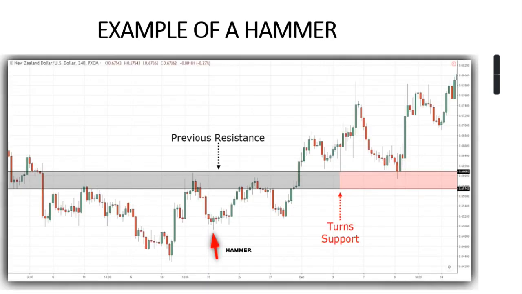Okay, let's see its application. You see, we had the hammer here, and what did price do? Price rose to the upside. After this was formed, price rose to the upside.